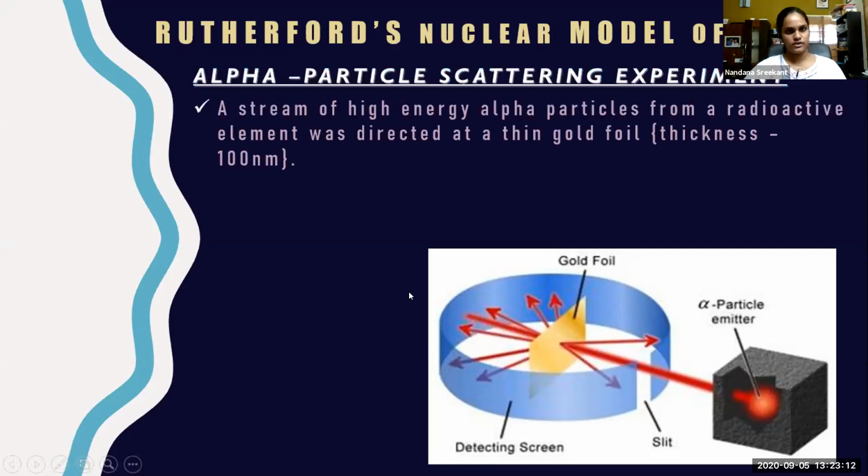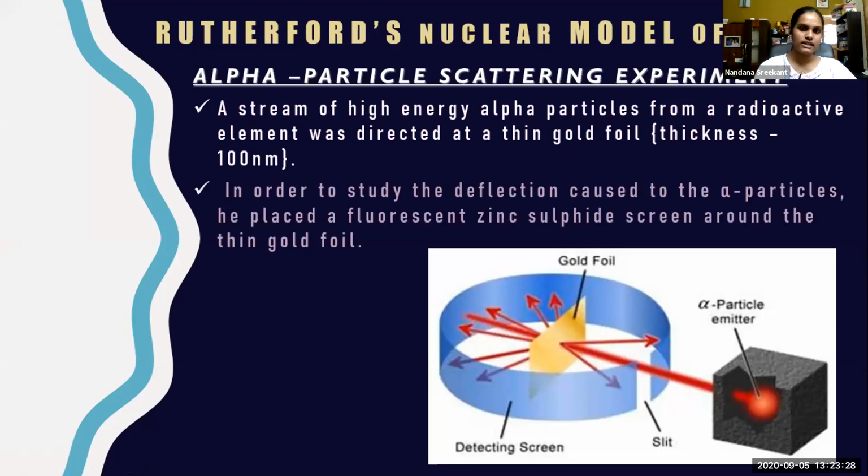So let's just go through the points again. A stream of high energy alpha particles from a radioactive element was directed at a thin gold foil. Thickness was around 100 nanometers, which means it was very thin. Only 1000 atoms of gold were there. In order to study the deflection caused to the alpha particles, he placed this fluorescent zinc sulfide screen around the thin gold foil.